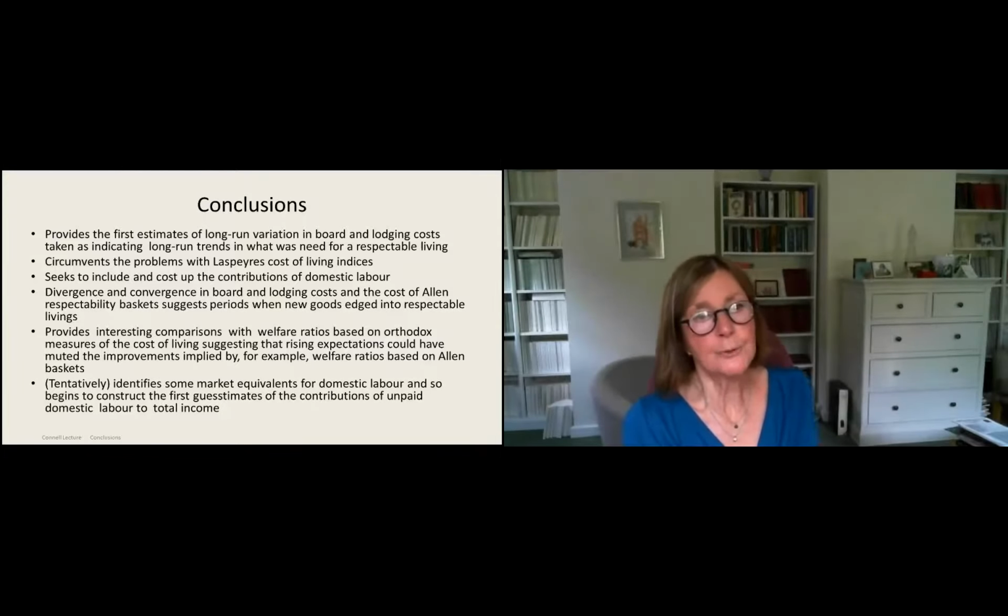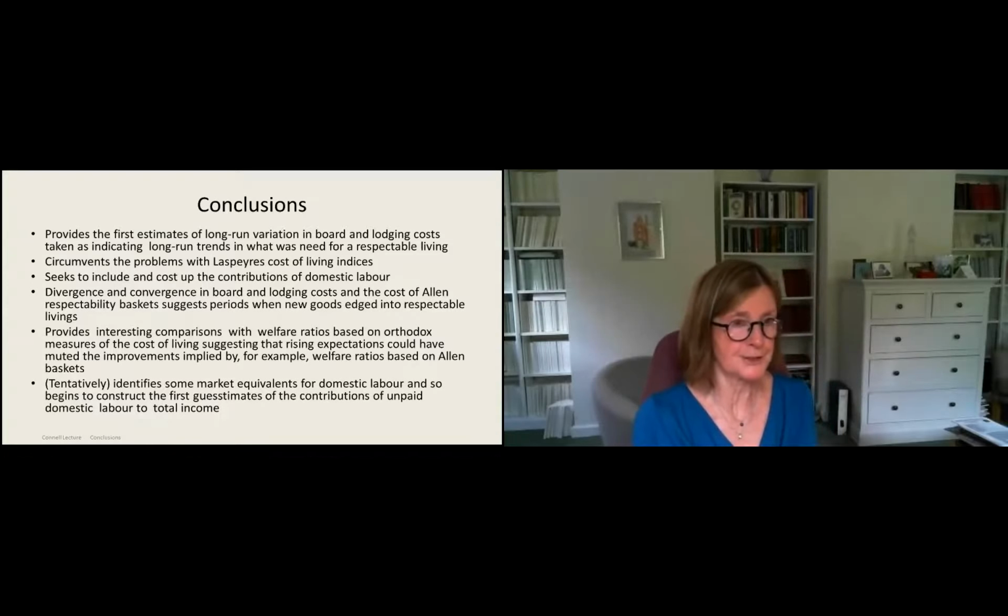And by comparing board and lodging costs and the costs of annual respectability baskets, you can actually also then compare welfare ratios based on orthodox measures of the cost of living, and welfare ratios based on board and lodging costs. And these suggest that rising expectations could have muted the improvements implied by, for example, welfare ratios based on Allen's baskets late on in the time period that we've surveyed here. And tentatively, in conclusion, I've also identified some market equivalents for domestic labour, and so began to construct the first guesstimates of the contributions of unpaid household work to total income.